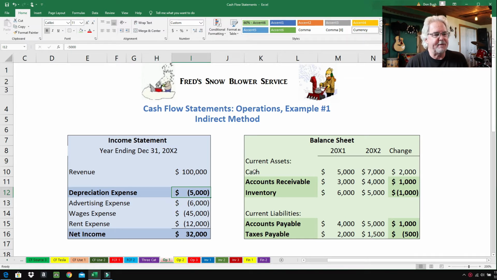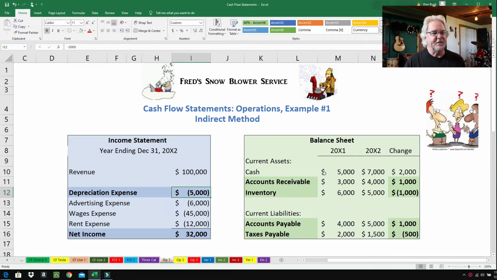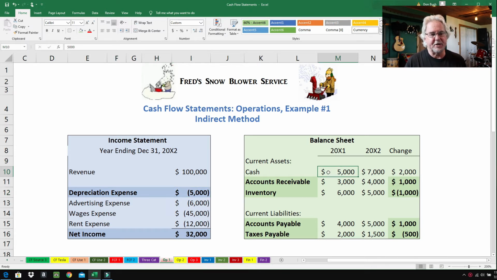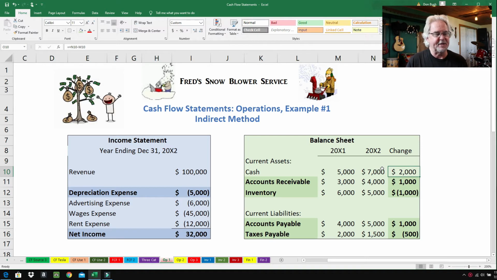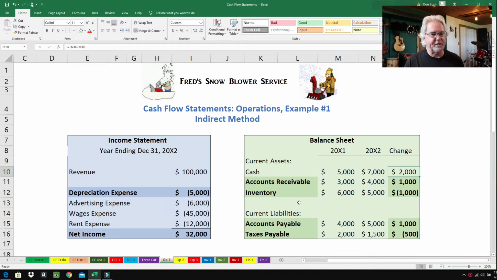Even though this is a cash flow statement, we're not going to use cash in calculating the cash flow. This is actually going to be our answer. At the bottom of our cash flow statement, we would have that cash started out at 5,000 and it ended up being 7,000, so it must have grown by 2,000, and that's our answer to the cash flow statement. But what we're going to do is look at other current assets and other current liabilities, and we're going to determine if the current assets and current liabilities increased or decreased and how that affected cash.